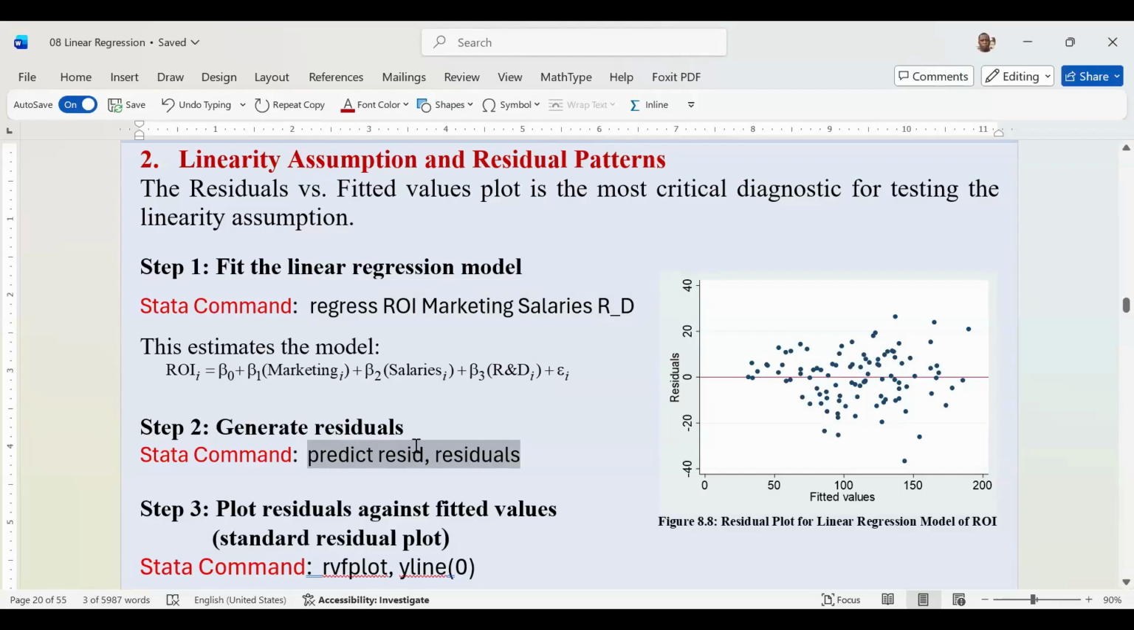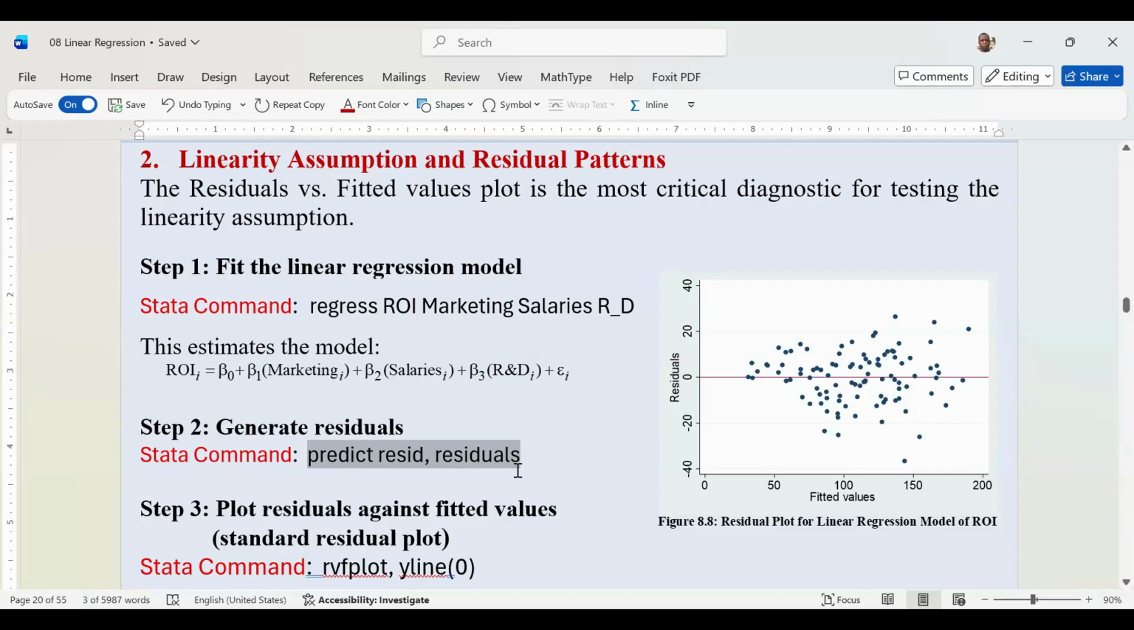Have we finished running? Predict residuals. The residual is the name, and the residual is what you are predicting. So whatever name you want to call that new variable called residual, you type that one first, then residuals. Do you understand what I'm trying to say?